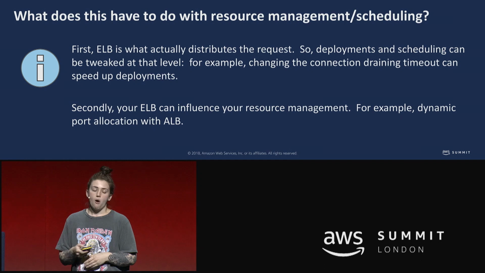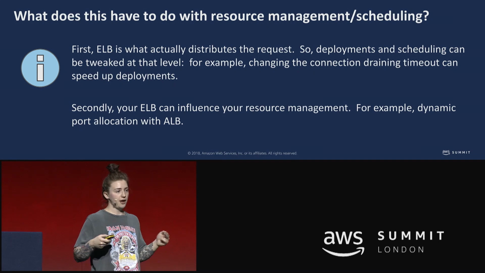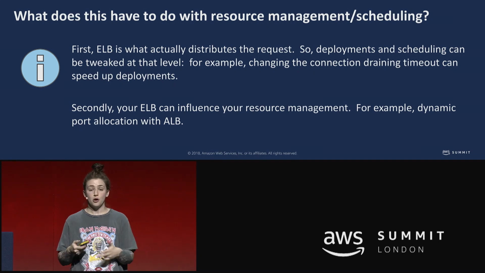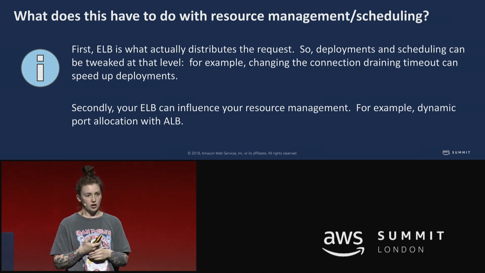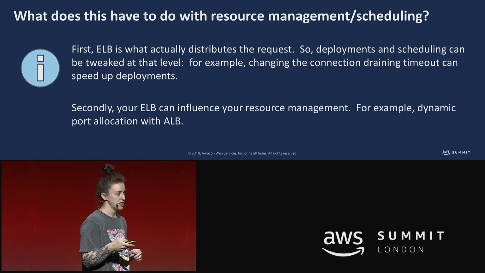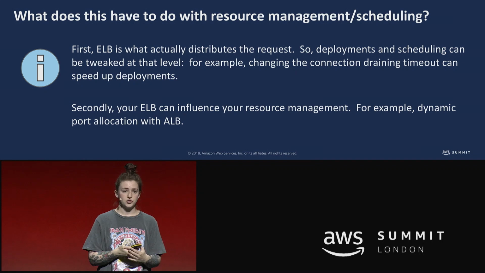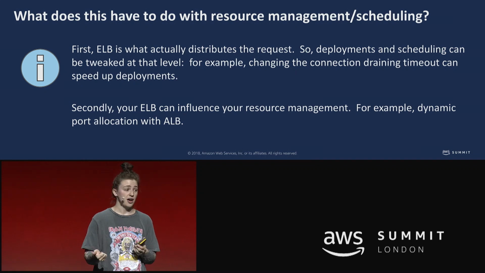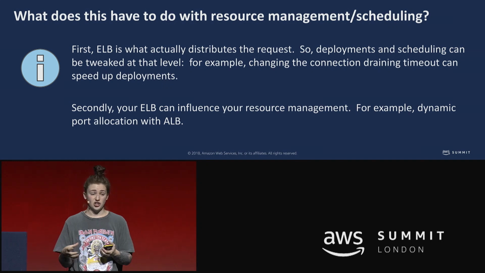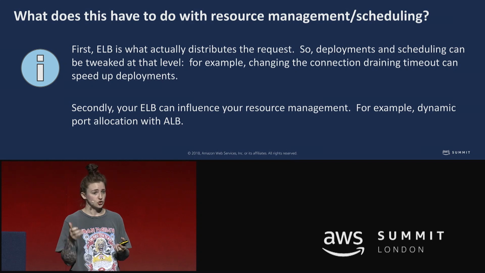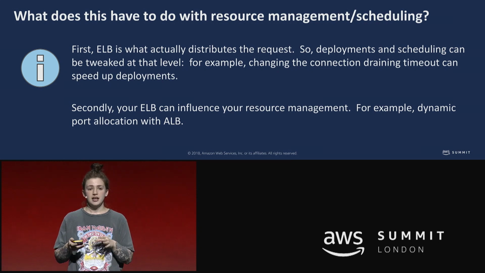So what do load balancers have to do with resource management? So 2 things. First, the load balancer is what's actually distributing your requests. So if you're one of those people that sends me a message on Twitter and says, hey, my ECS deployments are slow and I don't know why, this is usually the first place that I'll tell you to look. Because a lot of your ECS settings can be tweaked at the load balancer level. So that's things like the connection draining timeout when you're scaling traffic off of a task. That's the cooldown period in your auto-scaling group before it adds a new instance and tries to execute the rule again. So a lot of your behavior for how quickly your deployments happen can happen at the load balancer.